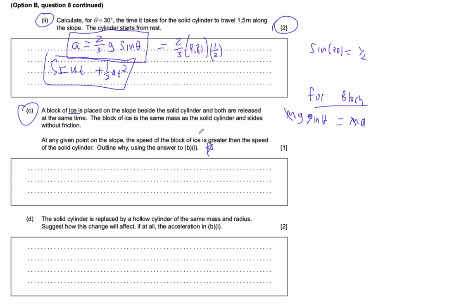When it rolls, it has to gain what? Translational and rotational kinetic energy. If it slides, it gains only translational kinetic energy. That's another way to explain it. Not sure that was on the mark scheme, though, so I guess you better stick to the accelerations.